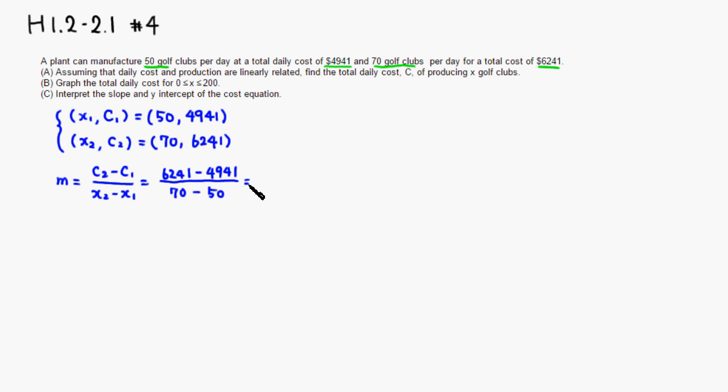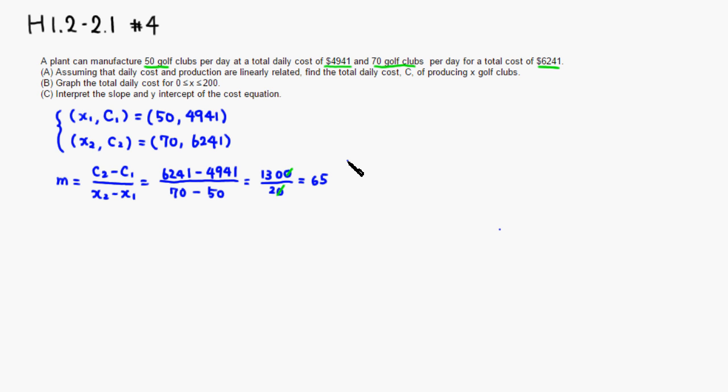Right, so this is going to be, let's see, 1 minus 1 is 0, 4 minus 4 is 0, 2, so we want to borrow 1, so 12 minus 9 would be 3, and so it's going to be 5 minus 4, so it's 1. And then divided by 20. Alright, so you can see that we can just divide top and bottom by 10. We get 130 divided by 2, which would be 65. So slope is going to be 65.